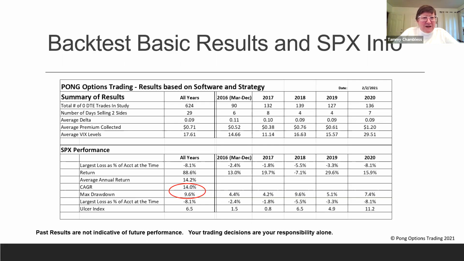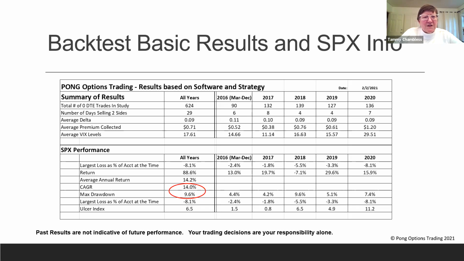Note that there were about 624 trades in our study in all years, and we list out individual years here if you want to pay attention. In those early days there were fewer options and fewer strikes available, and so sometimes we just wouldn't be able to enter a trade. So there are fewer trades in 2016 and more trades in later years.